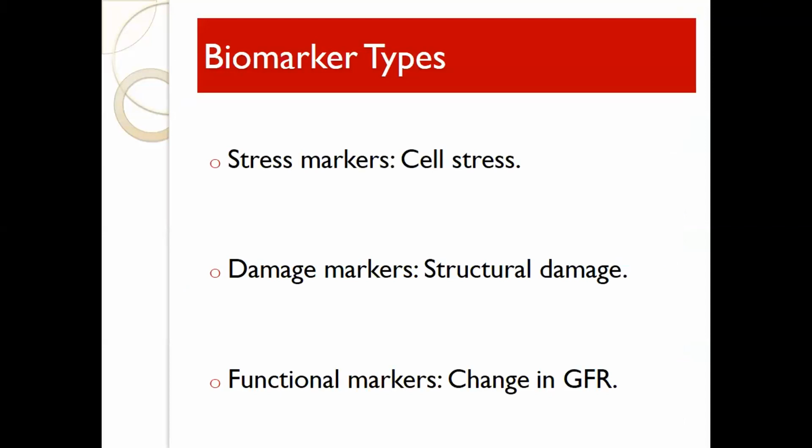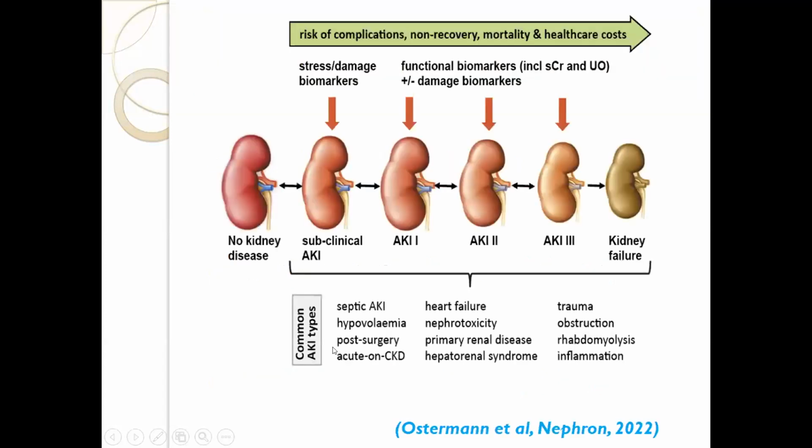These are the biomarker types: stress biomarkers that are targeting or detecting cell stress, damage biomarkers that indicate kidney damage, already structural damage in the kidney, and functional biomarkers. We can classify biomarkers according to these. Stress biomarkers appear early, before the injury; damage has already occurred; and functional biomarkers detect a change in function.